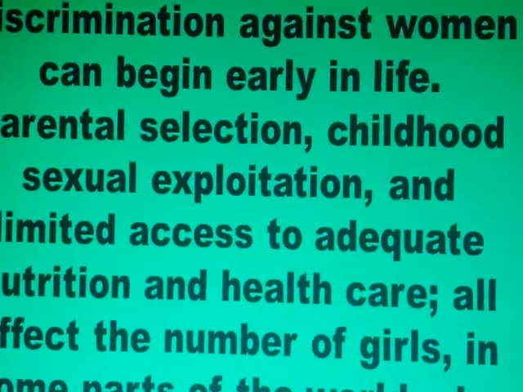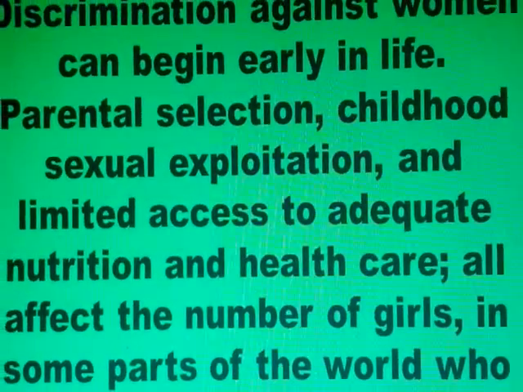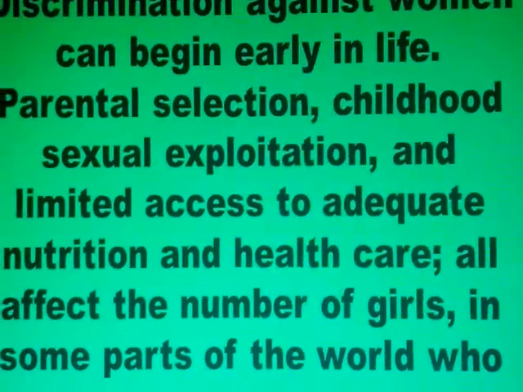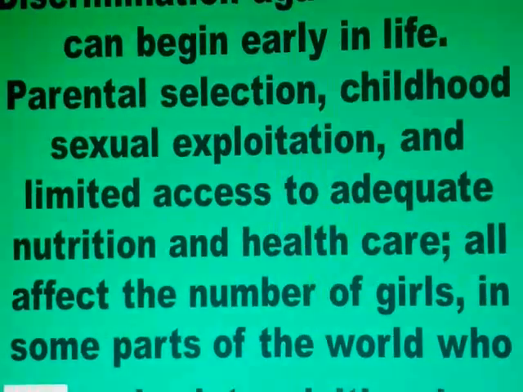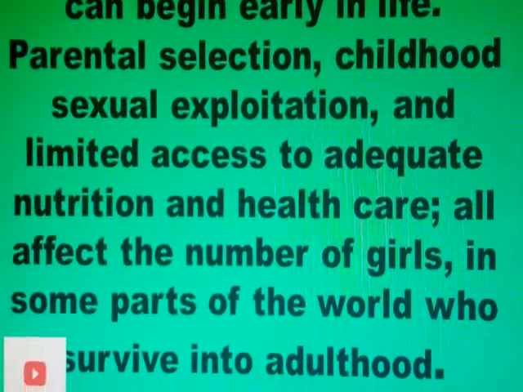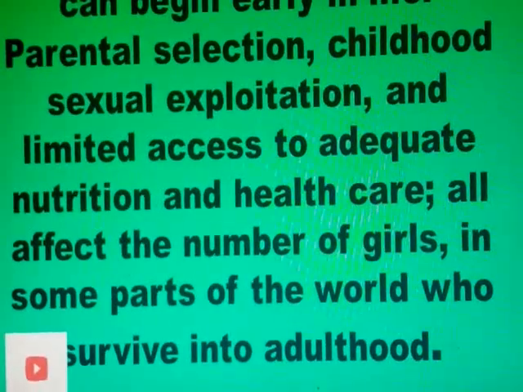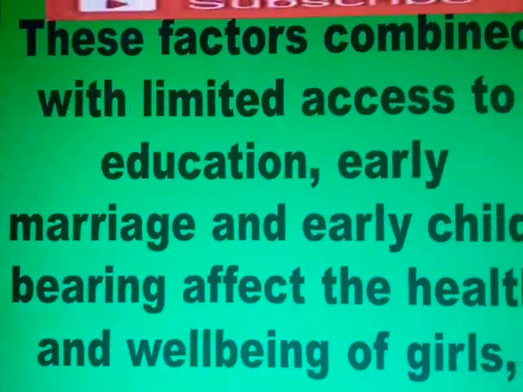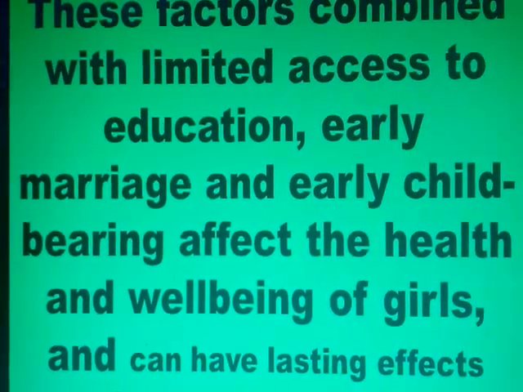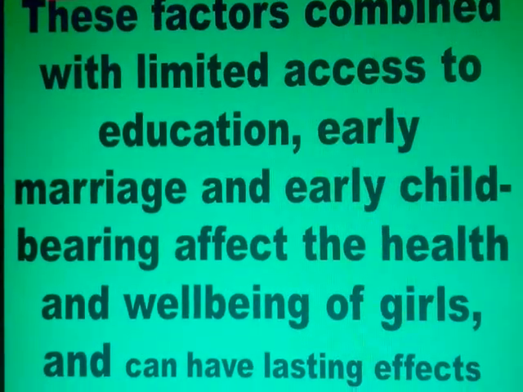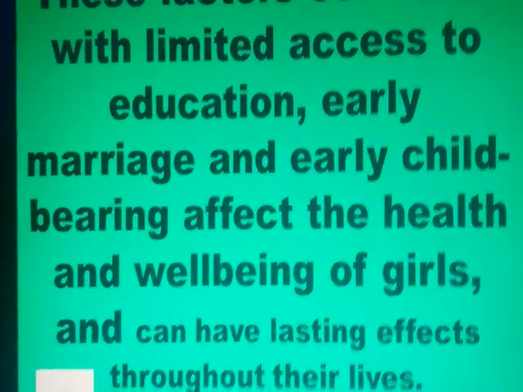Discrimination against women can begin early in life. Parental selection, childhood sexual exploitation, and limited access to adequate nutrition and health care all affect the number of girls in some parts of the world who survive into adulthood. These factors combined with limited access to education, early marriage, and early childbearing affect the health and well-being of girls and can have a lasting effect throughout their lives.